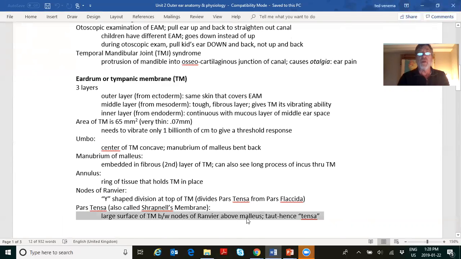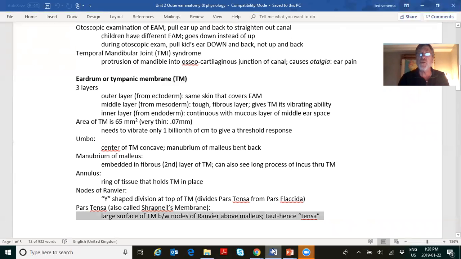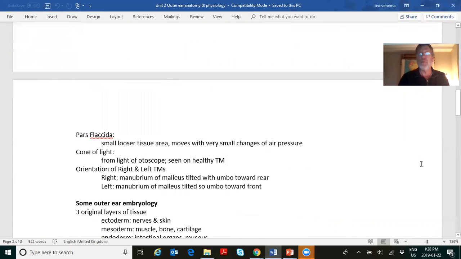Okay, the large surface of tympanic membrane between the nodes of Ranvier above. Wow, that's not really true. Look at the picture here. The picture is, this is pars tensa. Okay, that's pars flaccida. Back to the notes. All right, covered page 1. On to page 2. Here you go.